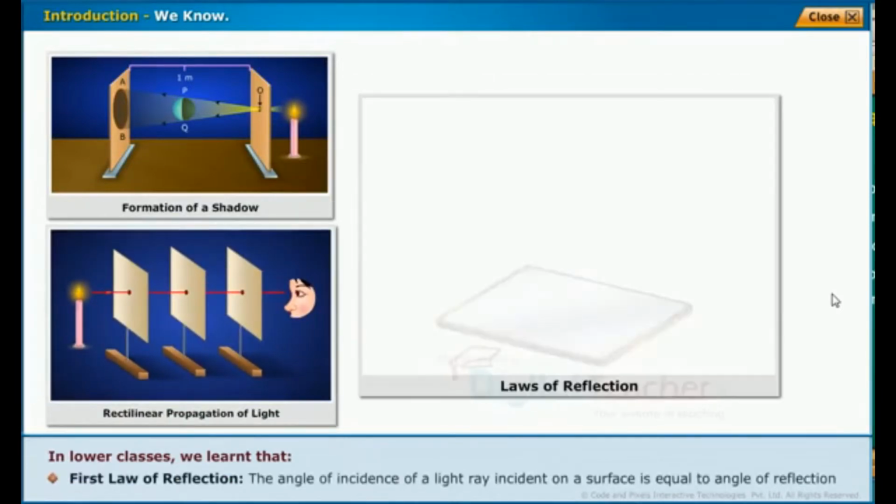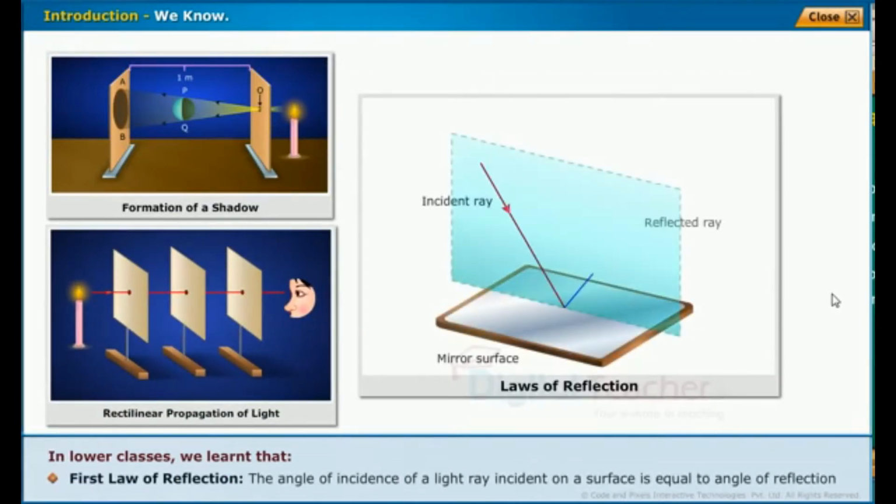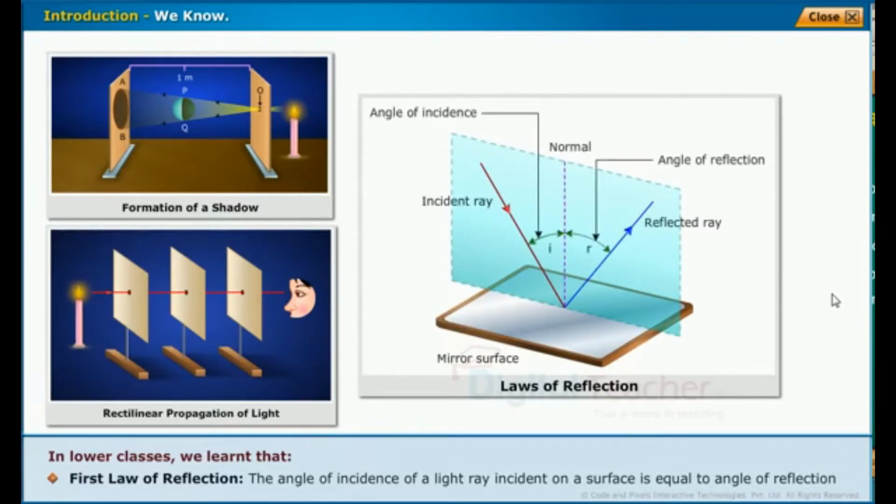The angle of incidence of a light ray incident on a surface is equal to the angle of reflection. This is the first law of reflection. The incident ray, the normal, and the reflected ray lie in the same plane. This is the second law of reflection.